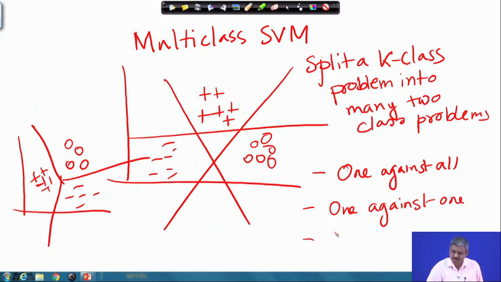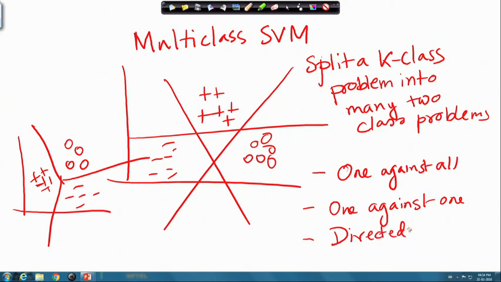There is another approach called a directed acyclic graph, which does a hierarchical tree-like splitting, which I am not describing, you can look it up. There is an optimization problem to solve. Okay. So, if you specify in your software how to do this, it will do it.